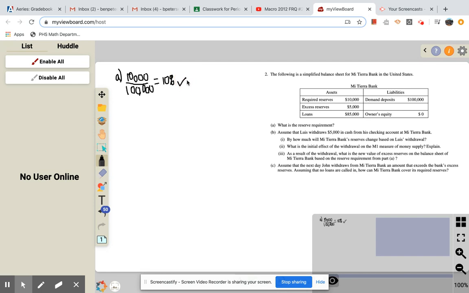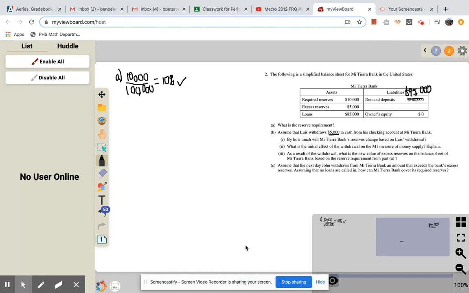Now, part B. Assume that Luis comes in and withdraws $5,000 in cash from his checking account at Tierra. Now he comes and he withdraws the $5,000. That's a liability to the bank, right? So that $100,000 right there is going to turn into $95,000, because Luis just came and took $5,000. It was $100,000. Luis came, demanded $5,000 from his checking account. They take it out. That's $95,000.